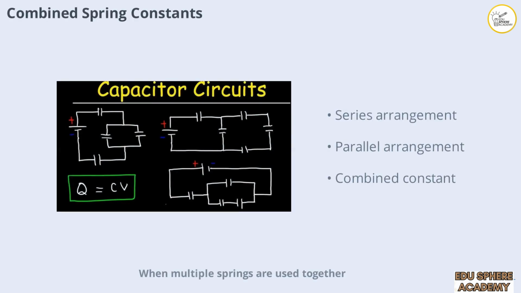When multiple springs are used together, their combined spring constant depends on whether they are arranged in series or parallel. In series, the combined spring constant is less stiff, resulting in more extension. In parallel, the combined spring constant is more stiff, leading to less extension. Understanding these combinations is important for designing systems that require specific elastic properties.